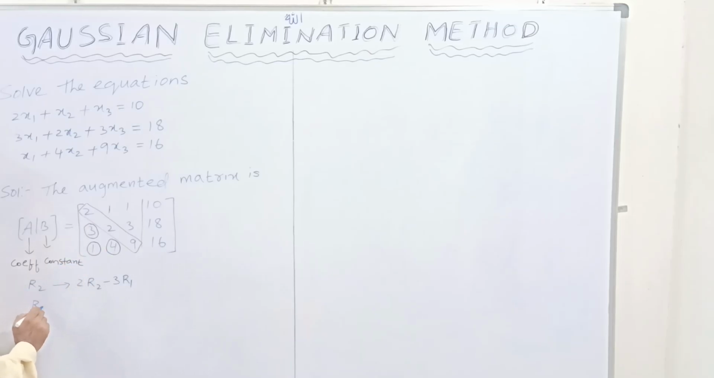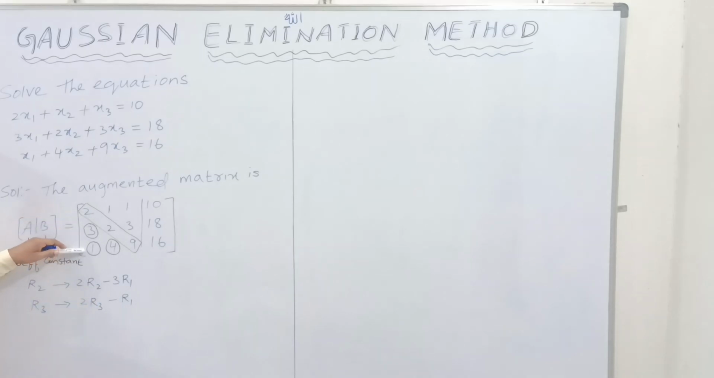So therefore, R3 is changed as 2R3 minus R1. Then this element will become 0, right? So for this one I have multiplied with 2, and here I have multiplied this with 3, so that we can subtract them, then this element becomes 0. So here we have 1, here we have 2, so therefore I will multiply this row 3 with 2 and subtract row 1, so that element will become 0.